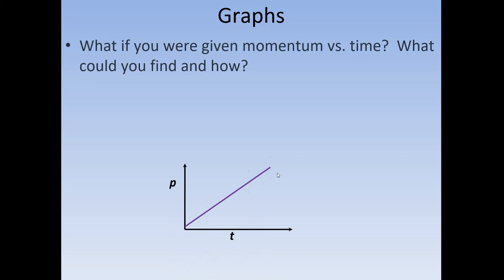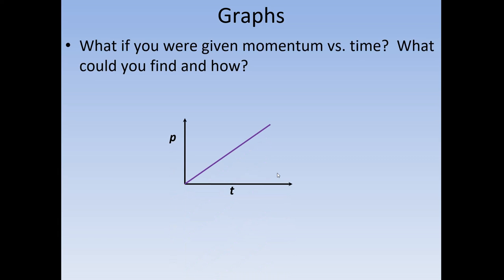All right. Now here's the next question. What if we have momentum versus time? What can we find and how do we find it? Well, if we go through the same process, slope is division and area would be multiplication. If I think about the equation that has momentum and time, the only one that really pops into mind is, once again, the impulse equation.